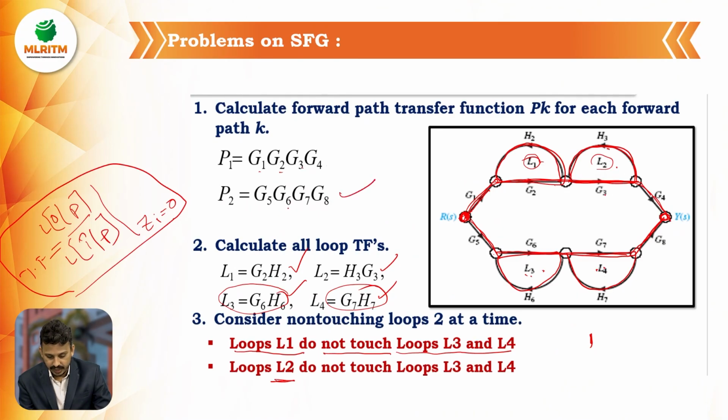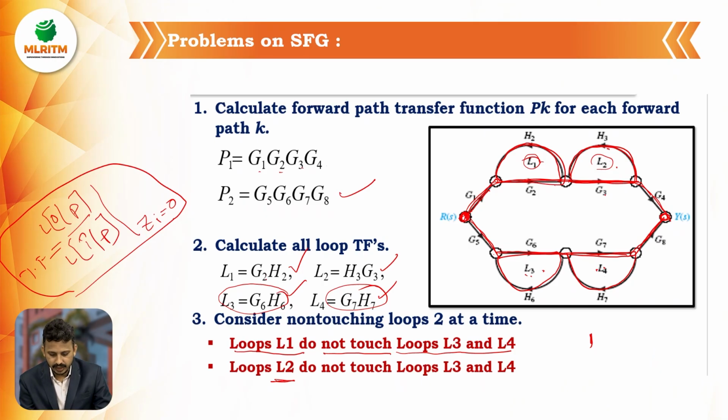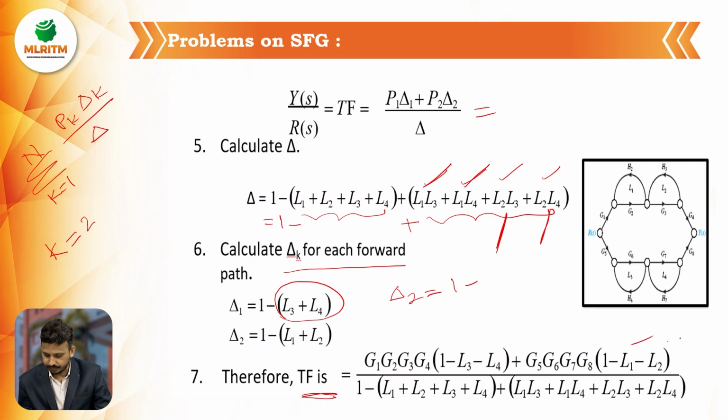And next, the second forward path is L5, G5, G6, G7, G8. G5, G6, G7, G8 into 1 minus L1 minus L2. So what is L1? L1 is the first loop gain, that is G2 H2, and L2 is G3 H3. I have to write that over here.